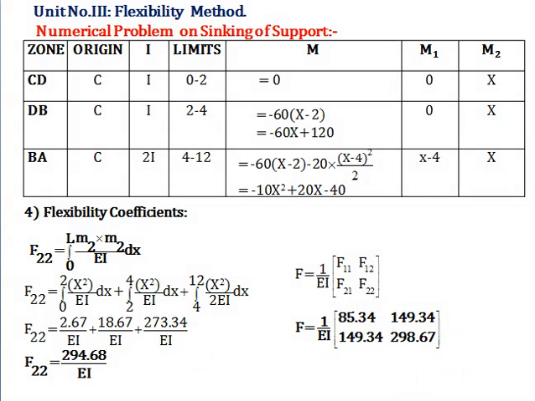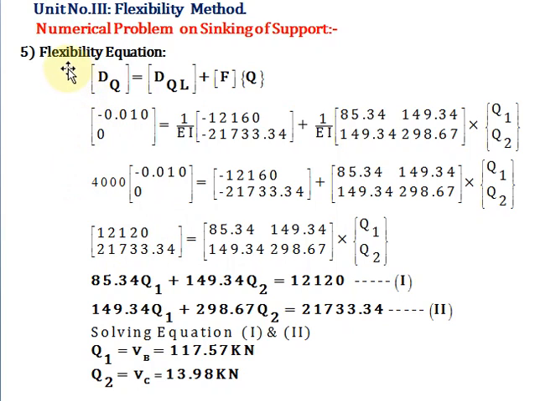After that, we are going to apply the flexibility equation or the equilibrium equation. That equation is DQ equal to DQL plus F matrix into Q matrix. Now here DQ matrix is minus 0.010 and 0. DKL1 is 1 upon EI minus 12160, and DKL2 is minus 21733.34, and F matrix is 1 upon EI 85.34, 149.34, 149.34 and 298.67, and Q matrix is Q1, Q2.